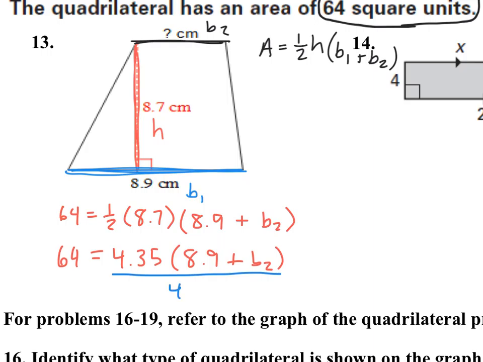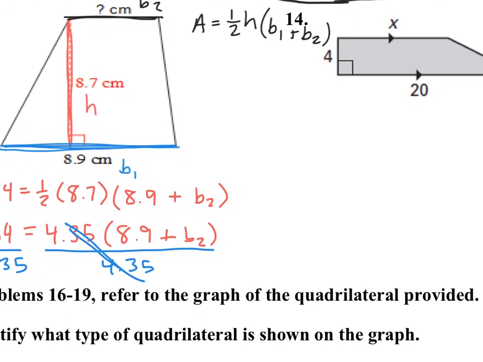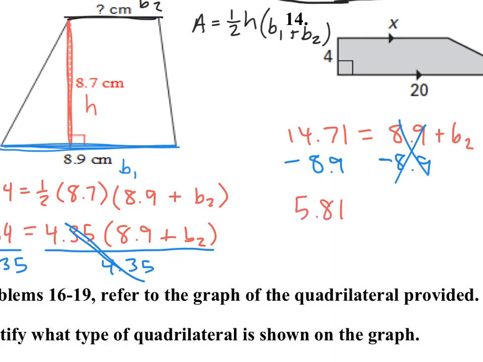Now divide both sides by 4.35. These 4.35s cancel, and we get 64 divided by 4.35 equals 14.71, and that equals 8.9 plus base 2. The last thing we have to do is subtract 8.9 from both sides, and that way we will get base 2 by itself. These 8.9s cancel out, and 14.71 minus 8.9 equals 5.81. So 5.81 equals base 2. And remember, these units are centimeters, so 5.81 centimeters. And that's our answer.